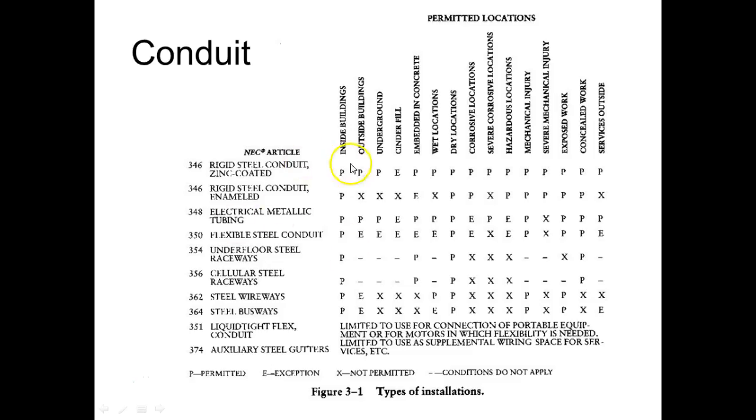This shows you, and this is a pretty neat chart, where different types of conduit are allowed. So P means it's what? Permitted. E means you've got an exception. X means it's not permitted, and conditions do not apply. So you see, rigid metal conduit is just about where? Everywhere. Cinder block, you've got to be careful because it's got concrete.